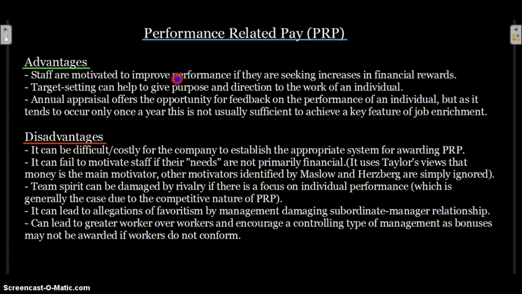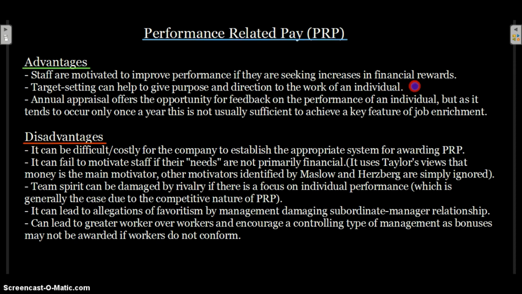Staff are motivated to improve performance if they are seeking increases in financial reward. So if they are, you can say, theory X employees, as McGregor said, those who are lazy and not responsible, but they just seek satisfaction with money, and they are just money motivated, as Taylor said. So such staff are motivated by this method, and they seek to increase their performance in order to achieve these financial rewards.